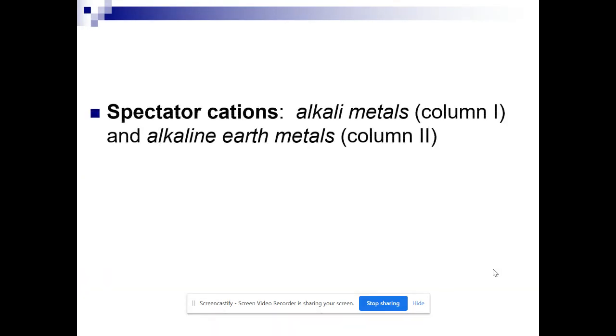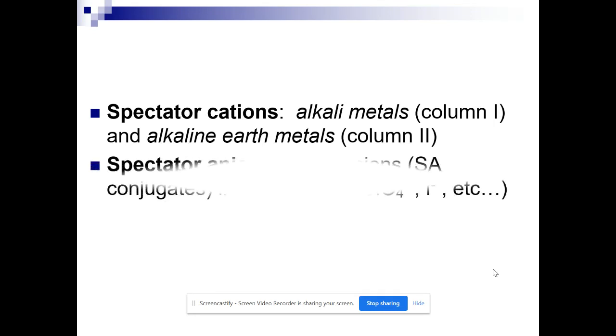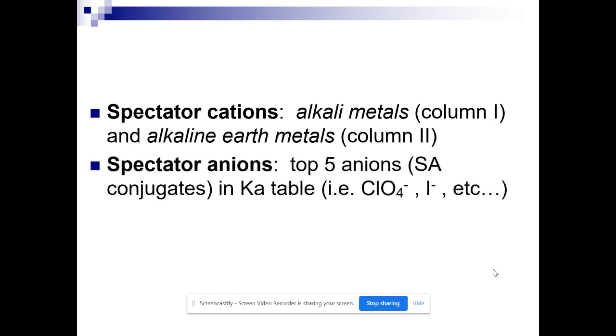All right, so spectator cations, positively charged ions. In general, you can see all the ones in column 1 of the periodic table. They're alkali metals and our alkaline earth metals in column 2. So those are all spectator cations. Anions, like I said before, the top 5 strong acid conjugates on the Ka table, so again, ClO4 minus down to NO3 minus.